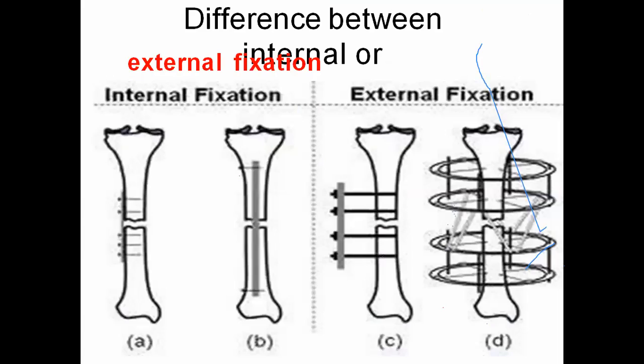Now let's see the difference between internal fixation and external fixation. With internal fixation, they fix internally with some kind of iron rods, screws, or nails. In the case of external fixation, the rods and screws are placed from the outside of the bone. They use all these metal rods, iron nails, and screws outside of the bone. Internally we fix inside the bone, but externally we fix outside the bone. This is the difference between internal fixation and external fixation.